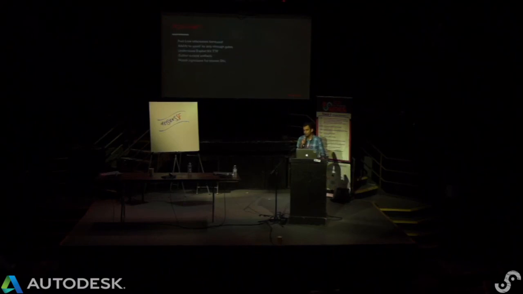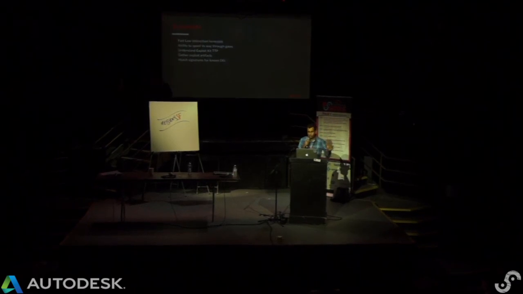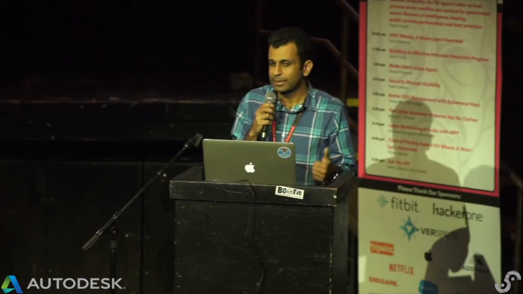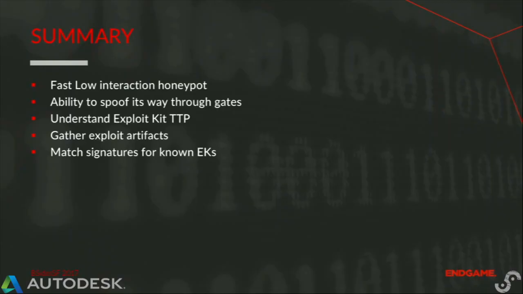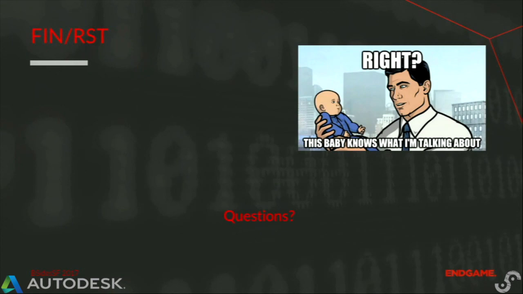So what do we have here? This is a new approach that you can use to build a fast, low-interaction honeypot that at the least does everything that a JavaScript deobfuscator lets you do. Understand what's happening in a browser while an exploit kit is executing. You can spoof your way through gates. You can extract the exploit artifacts, Flash files and Adobe exploits, for out-of-band scanning from VirusTotal and such. And you can, at scale, look for signatures for known exploit kits. And that's it.